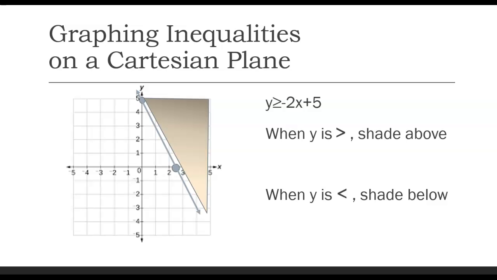So 2 times 0 plus 0 is greater than or equal to 5, and if you solve this, you will find that 0 is greater than or equal to 5. This is a false statement, which means that the point 0, 0 and every other point on this side of the graph is not a solution.